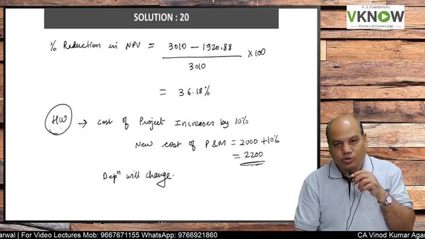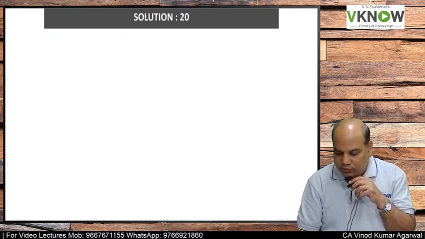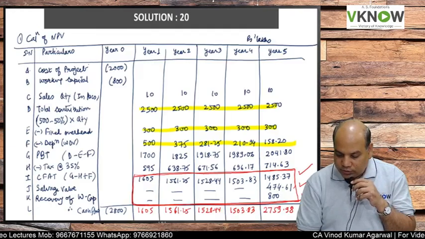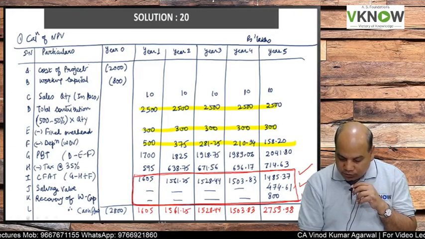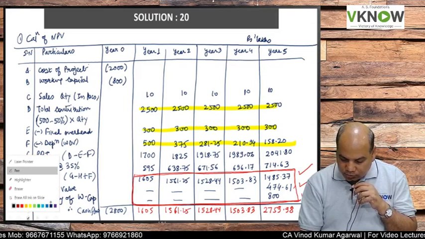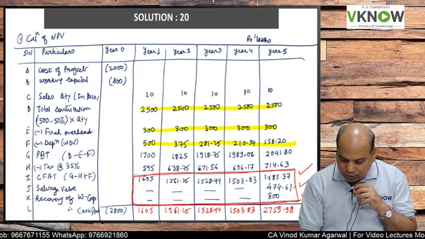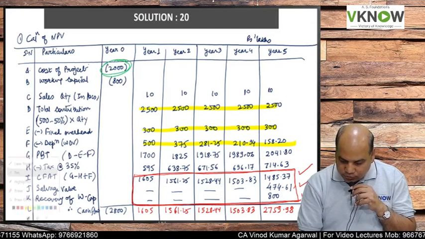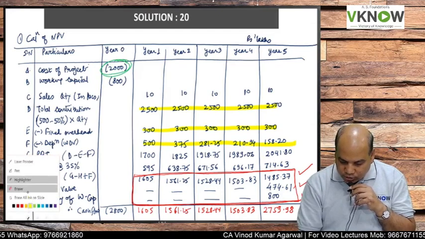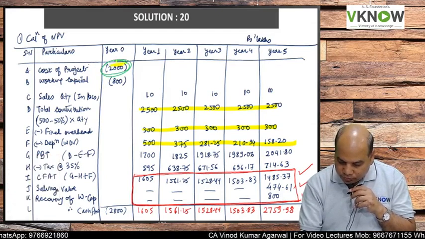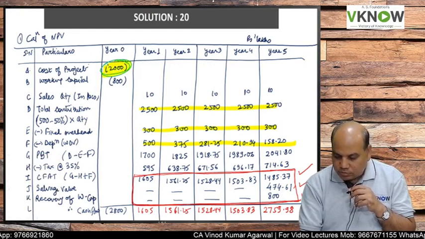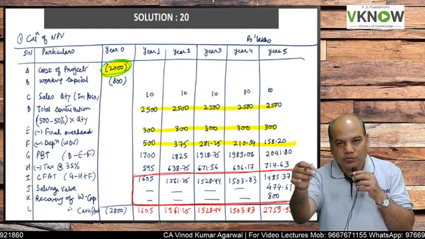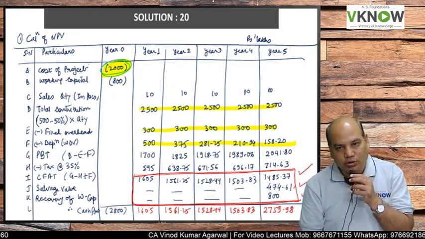Now wait, so you have to go to the original answer. I will first tell you and then you will solve it yourself. Your original answer will have the following changes. I am going to highlight with a red highlighter. This figure will become 2200. Understood? I will not solve. You have to solve. I am just telling you. 2000 will become 2200. Can you do that much?